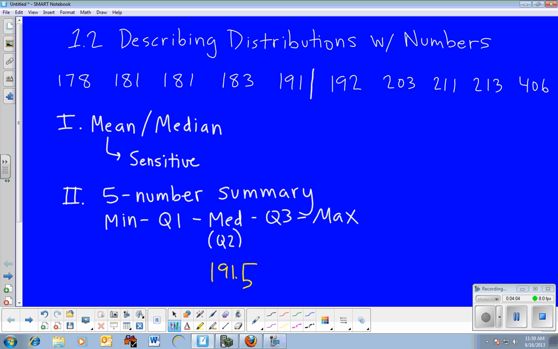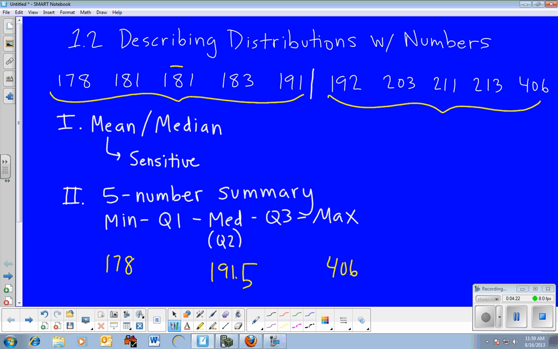The min and max are not difficult to find. Once they're sorted, we just find the min and the max. And then the quartiles. The quartiles are the median of the lower half and the median of the upper half. My lower half of data is these 5 numbers, and here's my upper half. So my quartiles are 181 and 211. And that's all there is to the 5-number summary. All right, we've got 5 numbers that explain how this data is spread out.